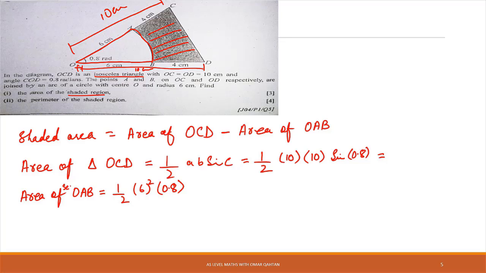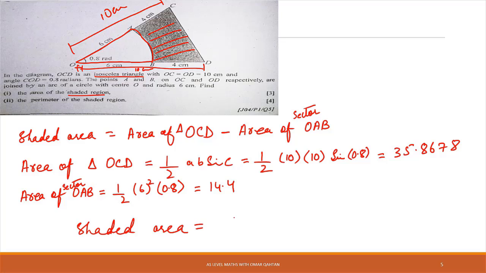I should write here sector... triangle OCD minus area of sector OAB. Alright, this will be 35.8678 and this will be 14.4. So shaded area will be 35.867 minus 14.4, 21.5 centimeters square.